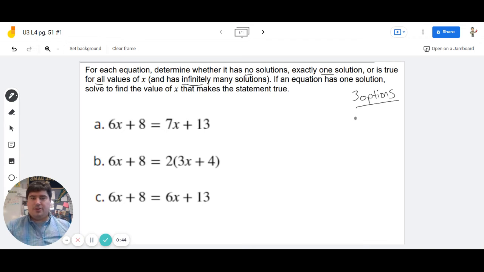Either no solutions work, or one solution works, or all solutions work. There are infinitely many solutions.